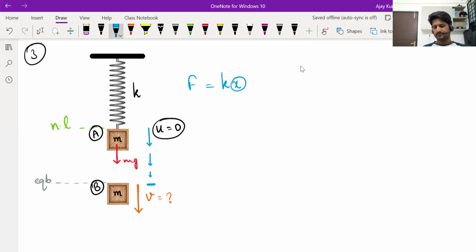Here I got V as g into root of 3m by k. Sir, g under root 3m by k. Is this what you got? Yes. Okay, we'll see. Any other answers? Anyone?